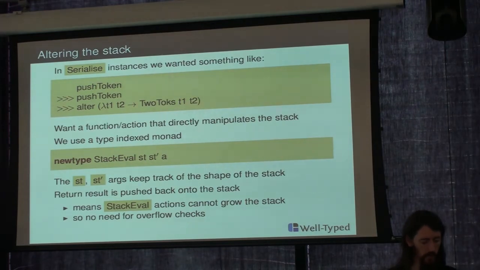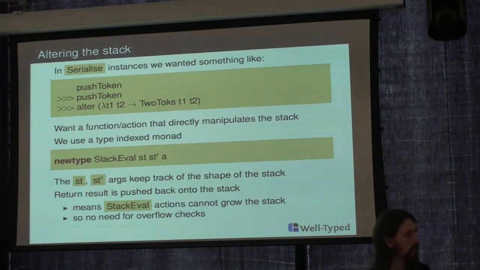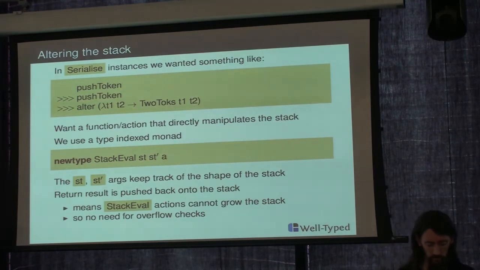Now, the operations we allow here is that you can pop things and you can return a result. And then the way we use that is that the result that is finally returned is pushed back onto the stack. And that means that we can guarantee that a stack eval action never grows the stack. The most it can do is pop some things and push a result. Well, okay, it can grow the stack by at most one. And that means we don't need to do any overflow checks. Or the overflow checks can all be done in the interpreter, and none of the overflow checks need to be done in the shallow embedding code here, which is nice. That keeps the amount of code there to a minimum, and slightly faster as well.